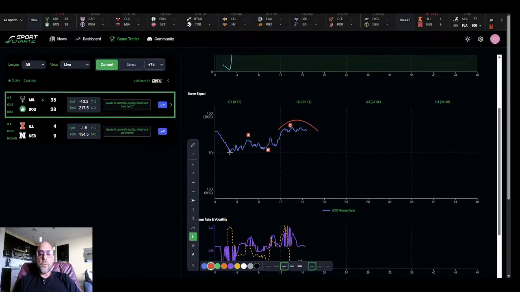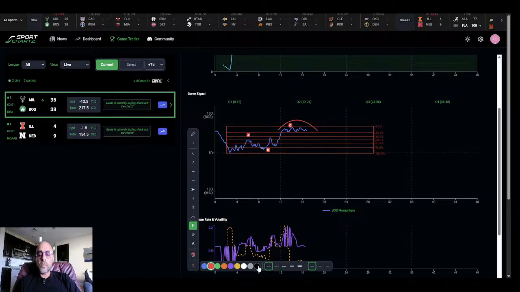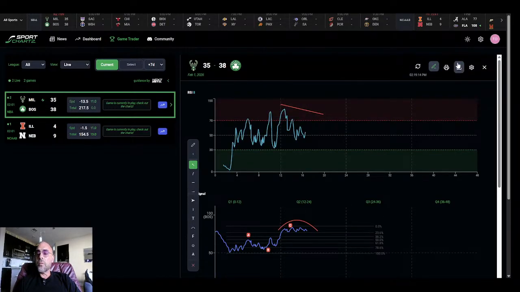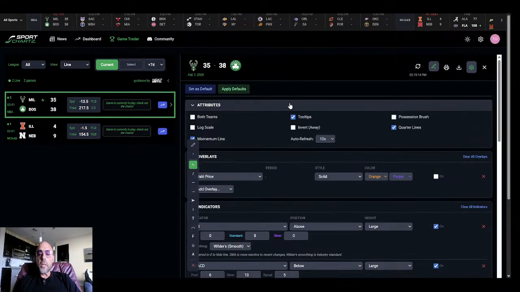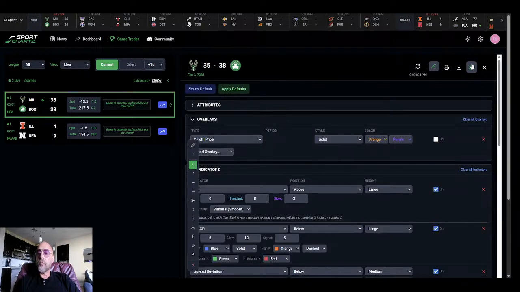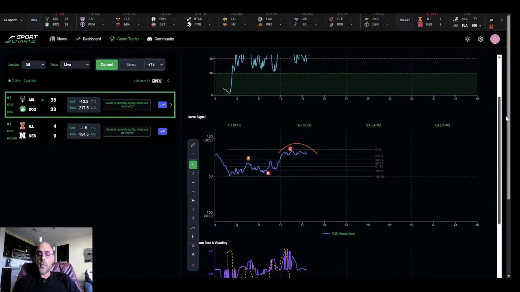Then we might get, let's see. I think Boston's going to win this game, but let's put the Fibonacci's on there. And we can see, I'm going to take tooltips off because when you're navigating, it kind of gets in the way a little bit. Oh, hide defaults. Oh, shoot. Set as default. Take off Kelce. All right.